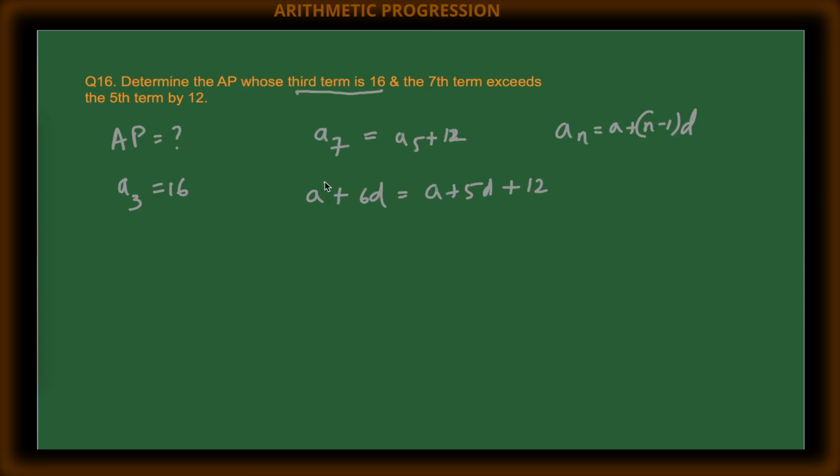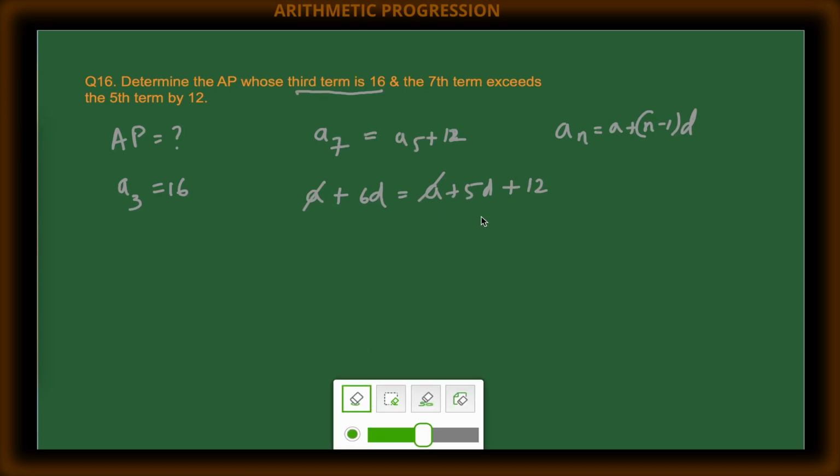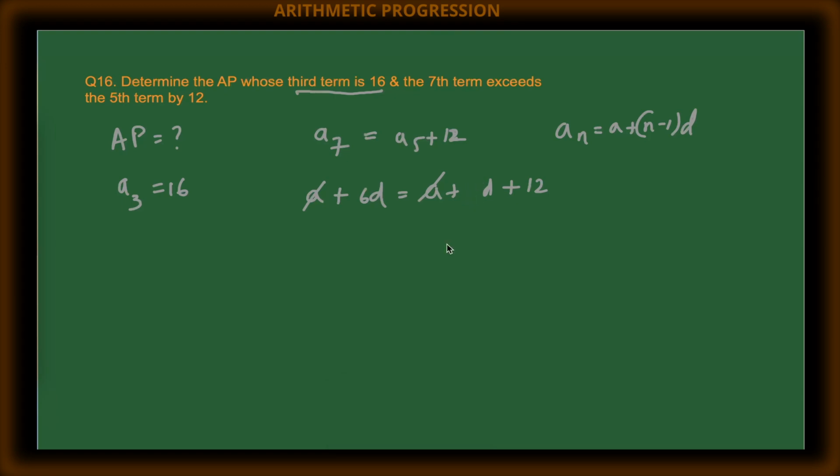If you see here, a gets cancelled. Okay, so here we can, oh, hold on, this is not correct here. This should be 4, right? We are not finding the sixth term, we are finding the fifth term. So the fifth term is represented as a plus 4d, and this is the plus 12.